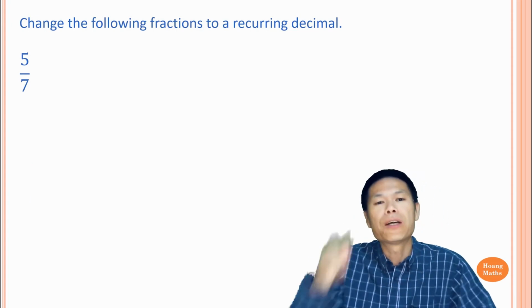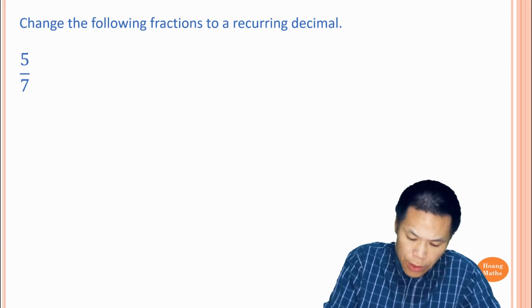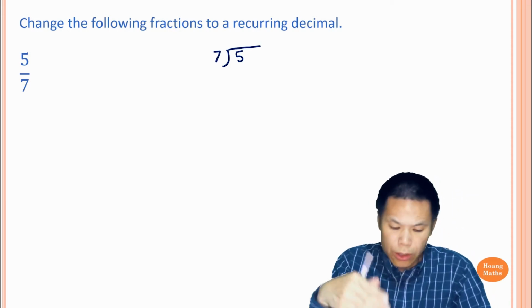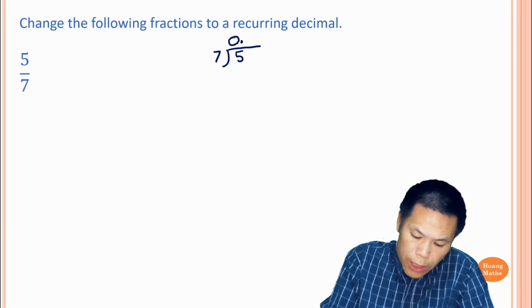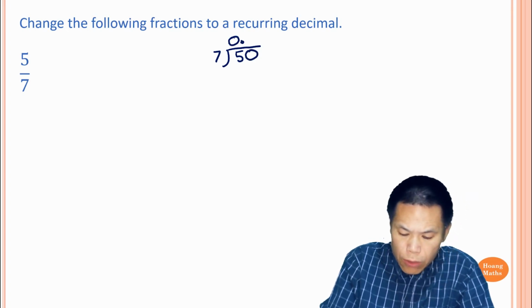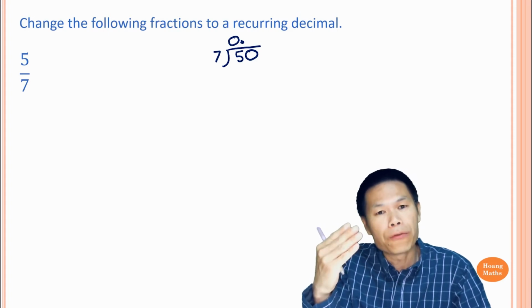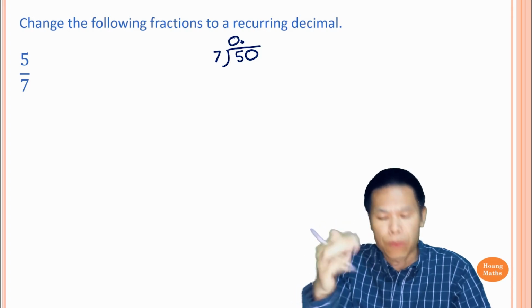So first one, we just go 5 divided by 7. We know that 7 cannot go into 5, so we write a 0 and a decimal point here, and we add a 0 at the end of 5. So it becomes 50. 7 goes into 50 7 times, because 7 times 7 is 49.